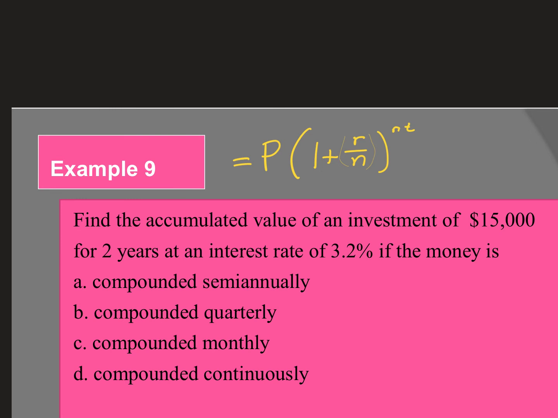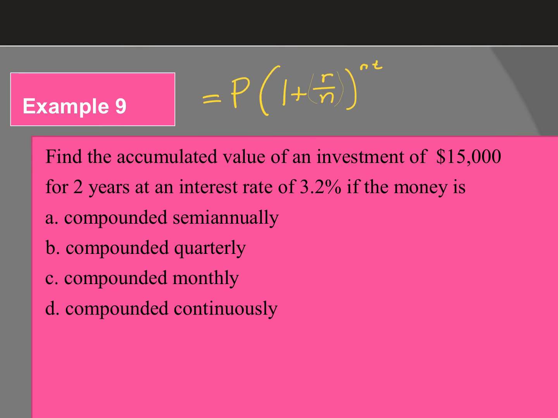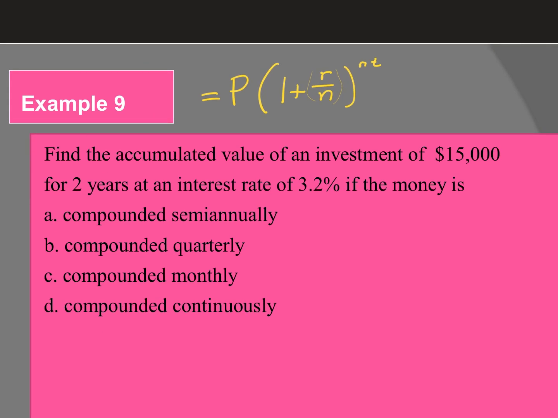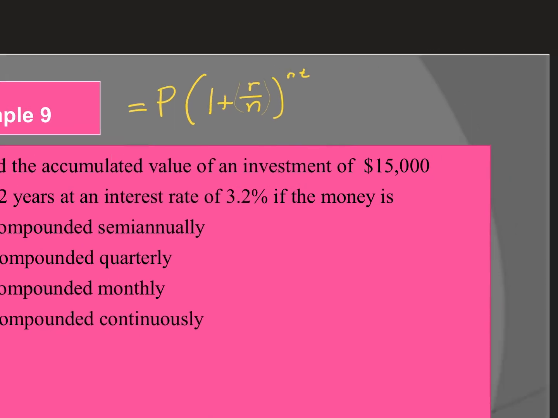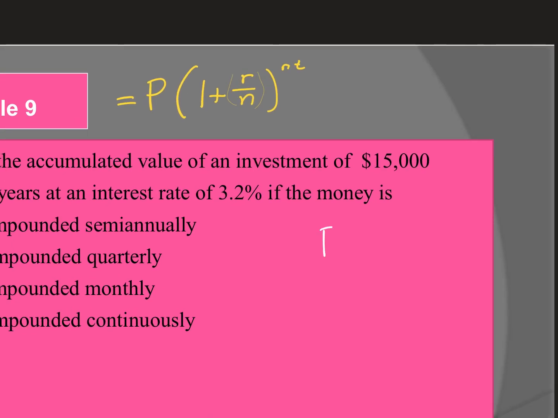Check, make sure, is that the right formula? Did we write it correctly? Okay, so now let's go through. Let's identify what they gave us. This says, find the accumulated value of an investment of $15,000. What is $15,000? What letter? P, my principal. The amount that I started off with was $15,000, okay?